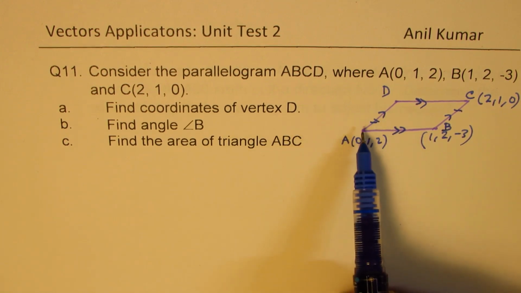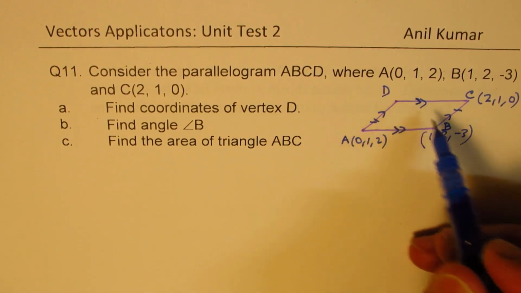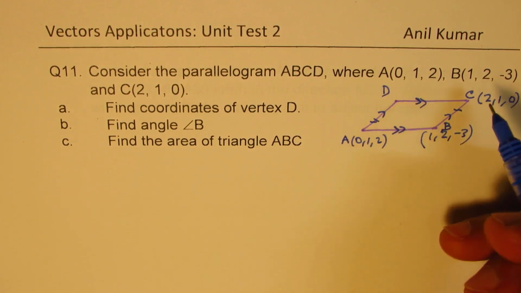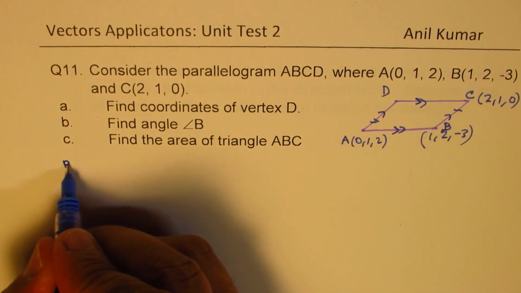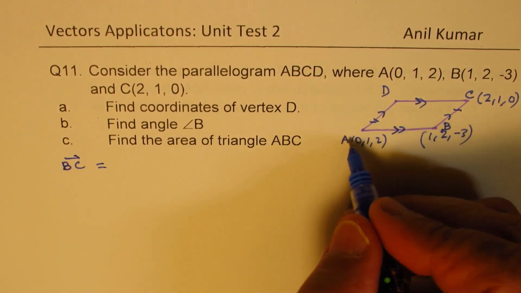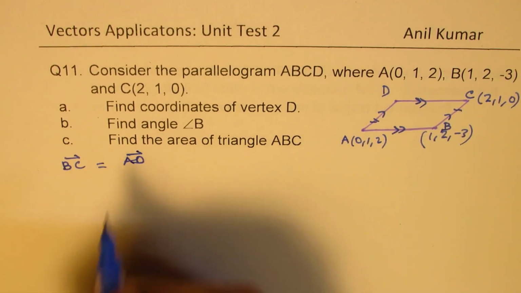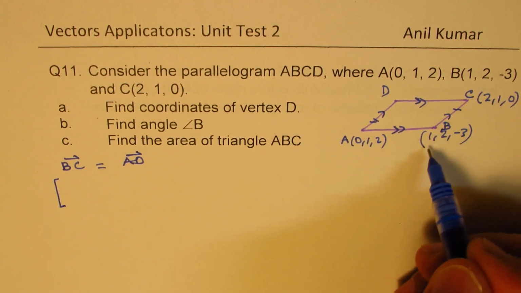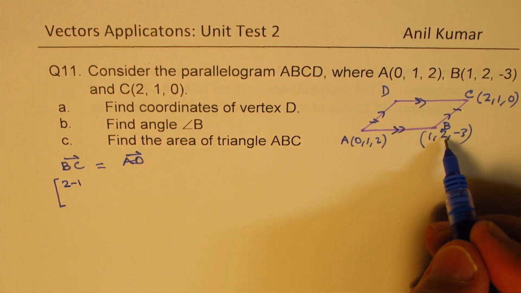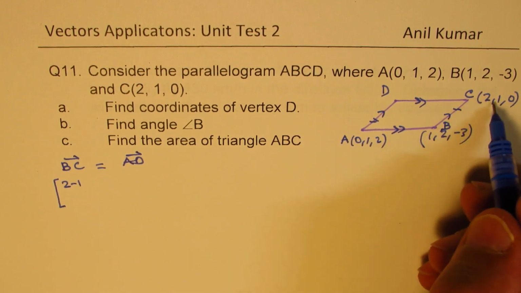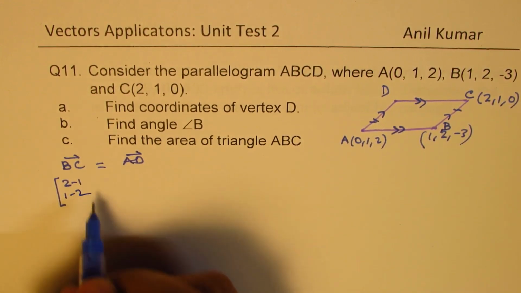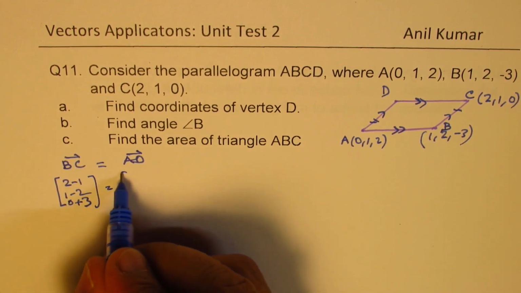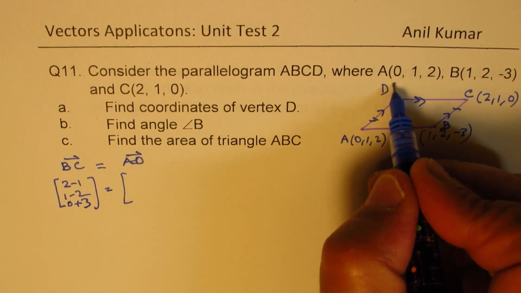So let's figure out how we find D. Now since these two sides are equal and parallel, we know BC should be equal to AD, right? So BC is what? B to C, 2 minus 1, 1 minus 2, and 0 minus 3, 0 plus 3, correct? And A to D is, let's say, X, Y, Z.